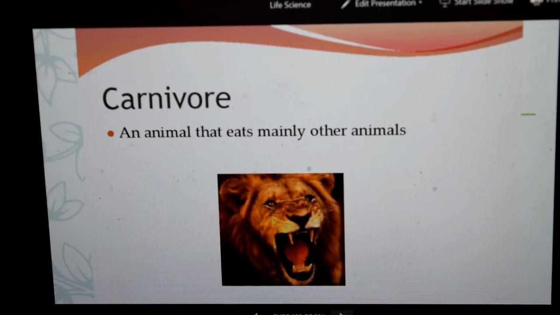The next is a carnivore. A carnivore mainly eats other animals. Now, there are some carnivores who may eat some grass here and there, but their main part of their diet is other animals. The lion is a good example of that. Bears eat a little grass, but they're mainly carnivores. Wolves, dogs, those are carnivores. Cats, even your house cat, they're eating meat. So anything that eats other animals is a carnivore, mainly, I should say.